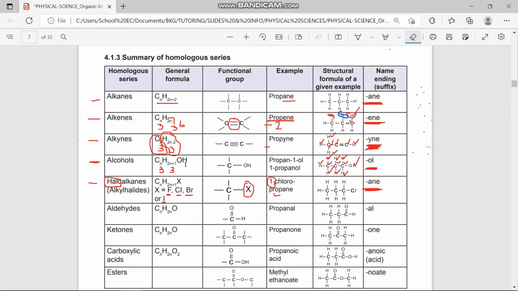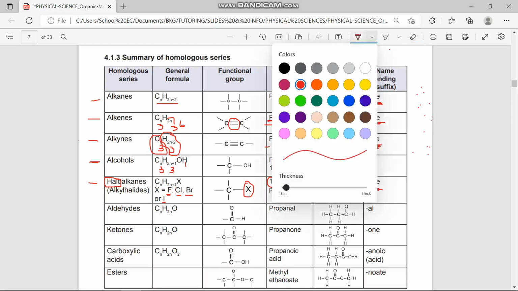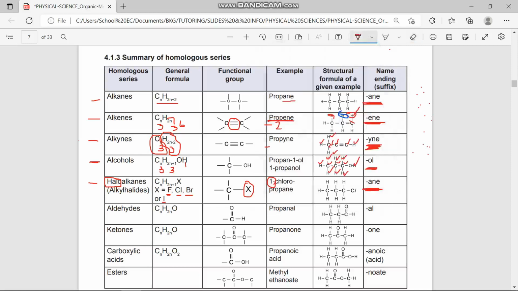Go and make an example using chloroethane. So for chloroethane, we're going to have 2 C atoms, so substitute 2 there.